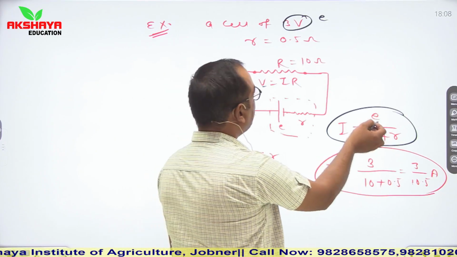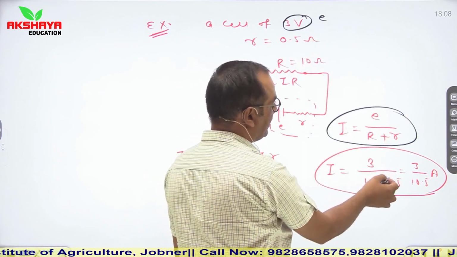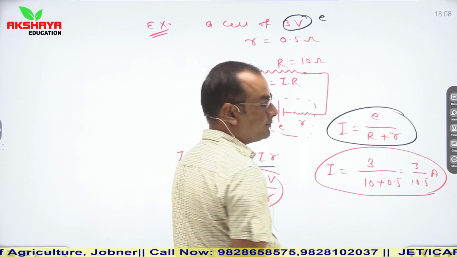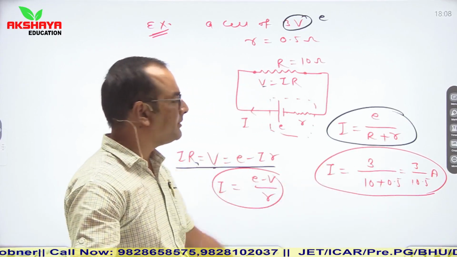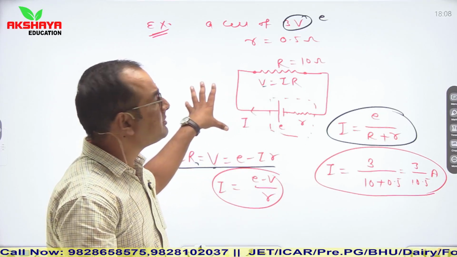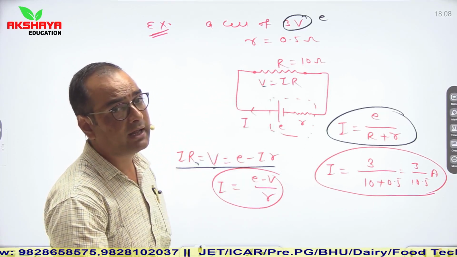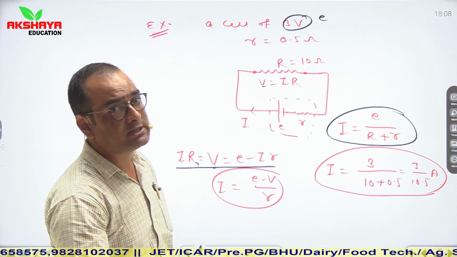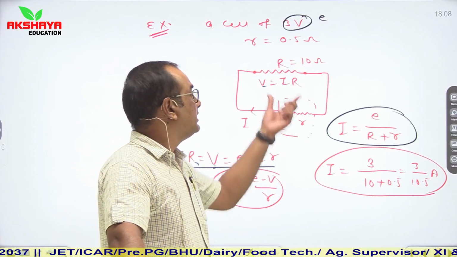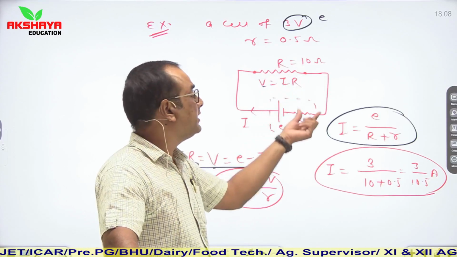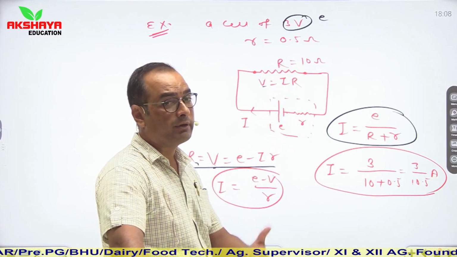So here EMF is given as 3 volt. So 3 divided by 10 plus 0.5 is equal to 3 upon 10.5 ampere. So this value can be calculated from here. This is a simple pattern of question. You should keep in mind that whenever a load resistance is given with a cell and its internal resistance, then that load resistance can be added into internal resistance to find equivalent value.